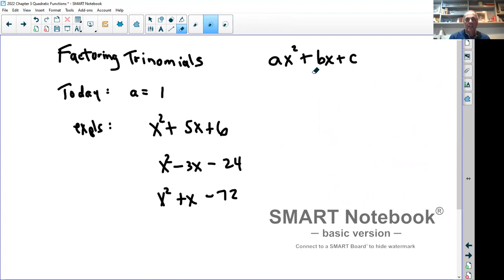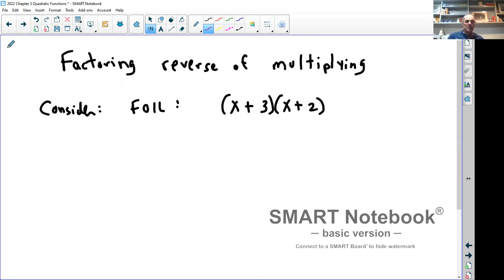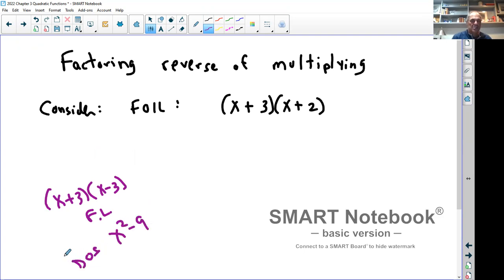All right, so trinomials take the form ax squared plus bx plus c, where a, b, and c are coefficients. Today we're only going to look at ones where this a value is 1. Some examples: x squared plus 5x plus 6, x squared minus 24, x squared plus x minus 7. In each case a is 1. If a is not 1, we'll talk about that later. Remember, factoring is the reverse of multiplying. Multiplying these, FOIL, we get x squared minus 9. Factoring by difference of squares gives us that.